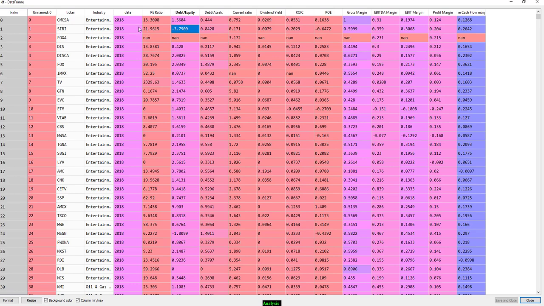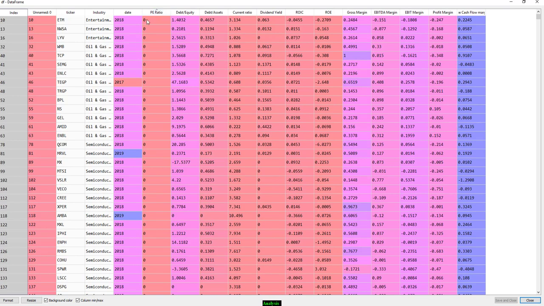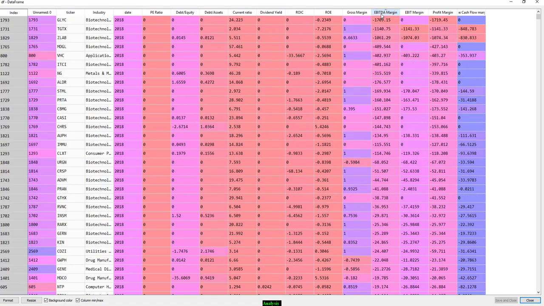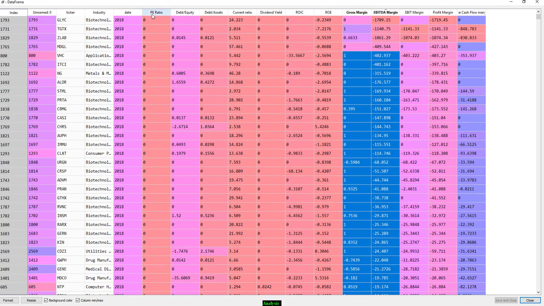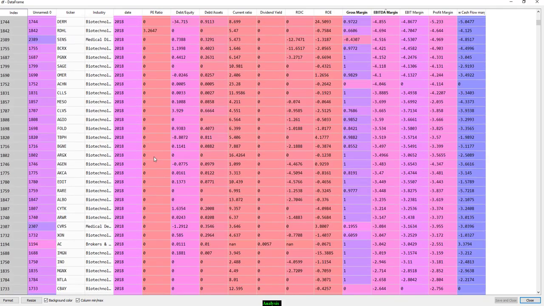So I'm going to remove some numbers. For example, a PE ratio of 0, meaning price per earning. I don't think this company made money. Let's have a check at this one. Yep, earning before tax, whatever, it is negative. So I'm going to remove all these ones, the ones that didn't make money at all.